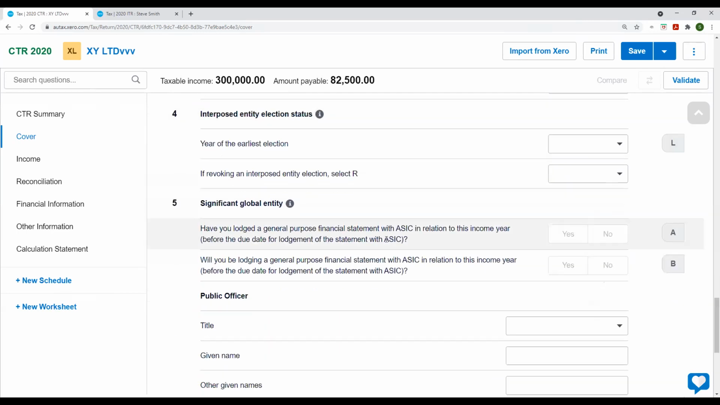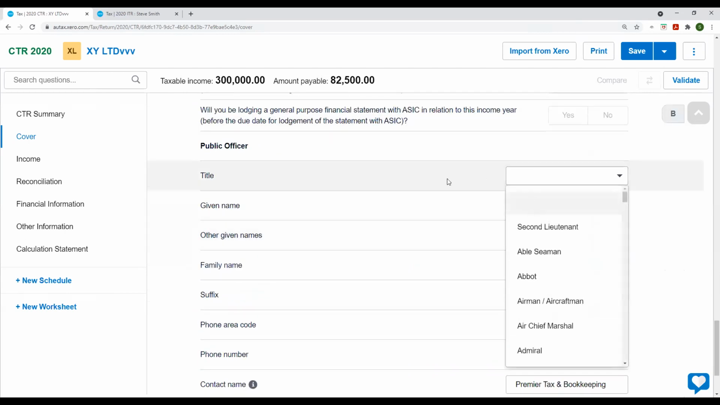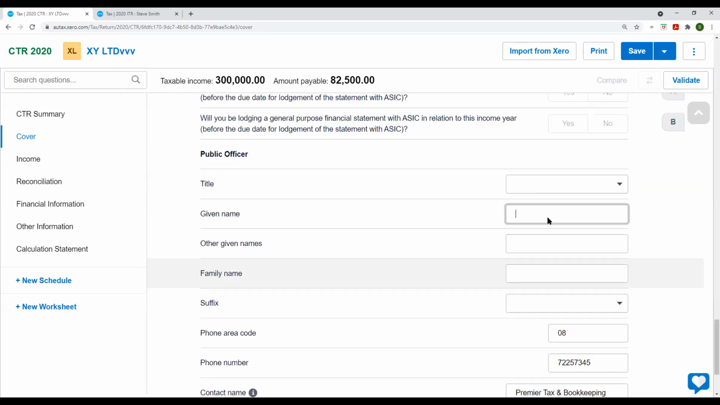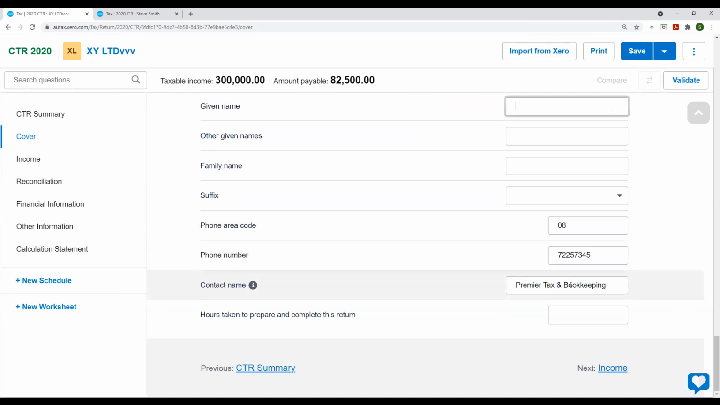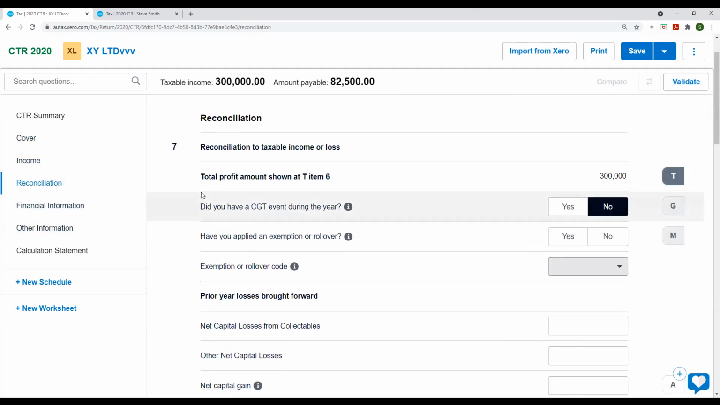So when we go back to the rest of the stuff, very straightforward. Public officer: who is a public officer, you can see from the company records and enter the person from the business who is going to be the public officer for that particular company. And then you're going to put your name as a contact name and then how many hours you took to prepare the tax return.